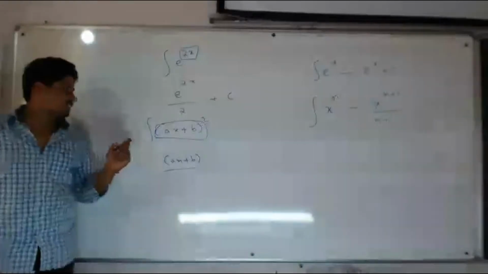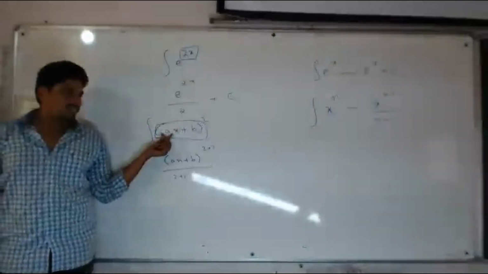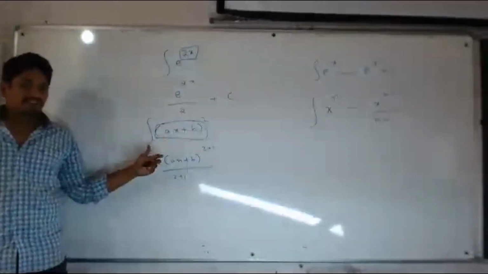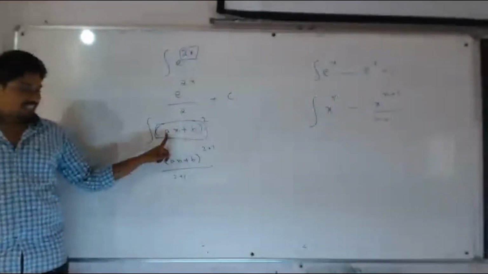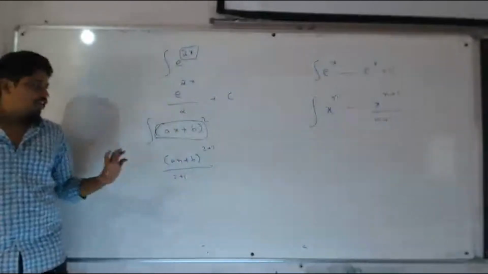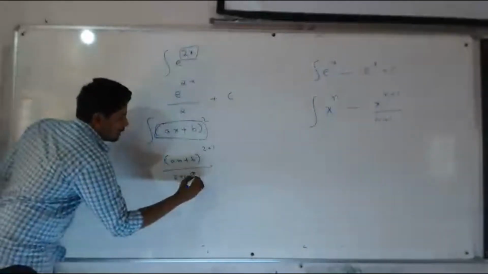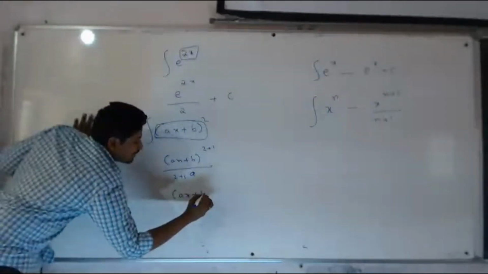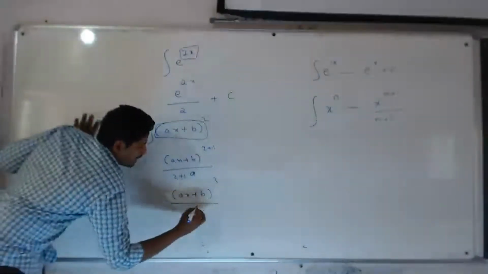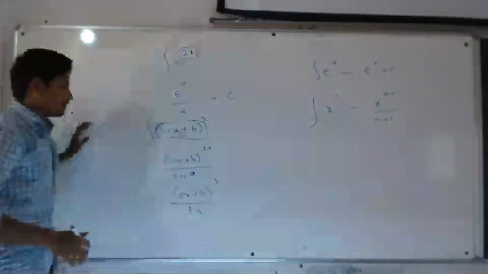But don't forget the x coefficient. In the place of x, there is ax plus b. Then the x coefficient will come in the denominator. Okay. Then what is the final answer here? Ax plus b whole power 3 by 3a.